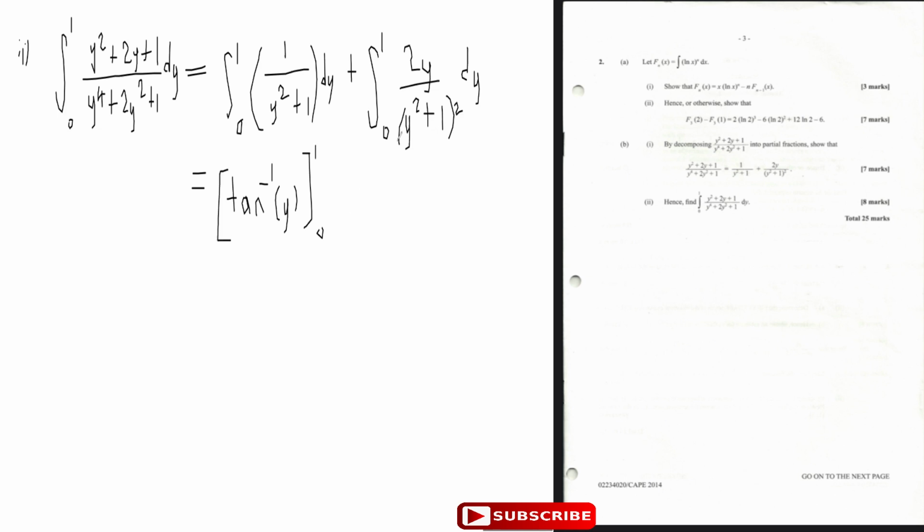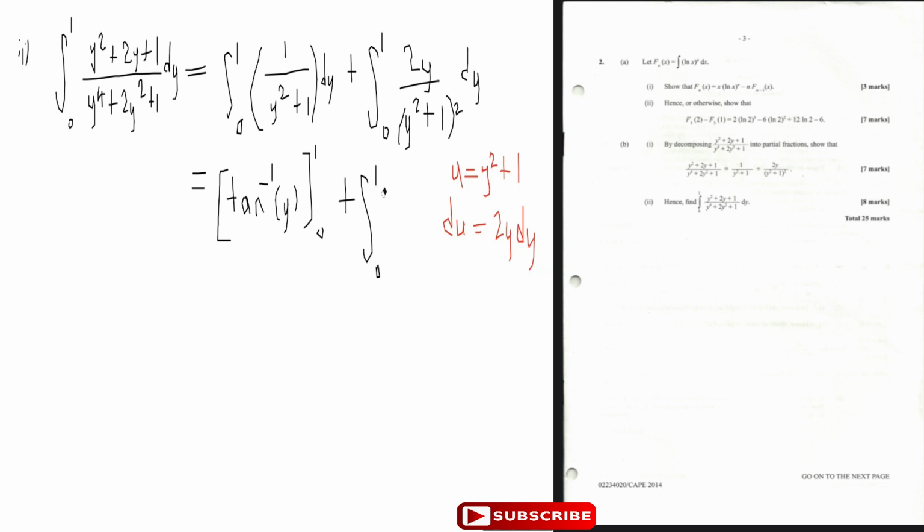Plus, now let's do the rest, this integration here. If we were to call u equal to y squared plus 1, then I would realize that du would be 2y dy. All right, so what I'm going to do then is rewrite this as the integral from 0 to 1 of 1.